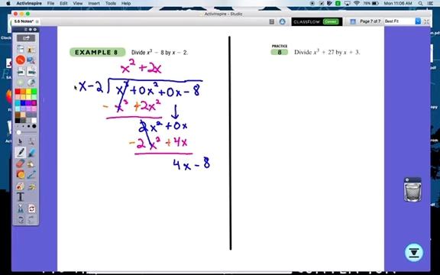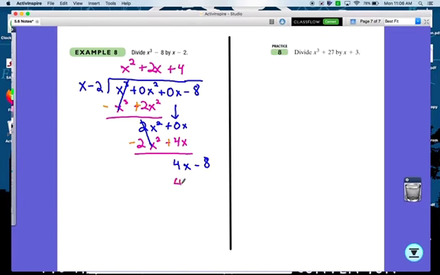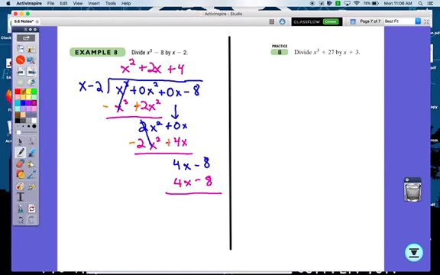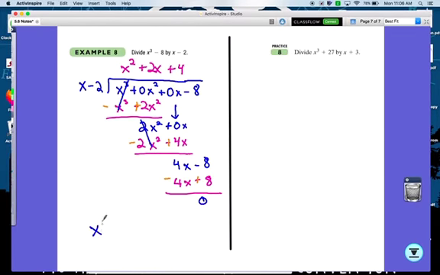Do it one more time. To get a 4x, I need to say plus 4. So 4 times x is 4x. 4 times negative 2 gives me a minus 8. Come through here and I change my signs. Minus that will become positive. Those end up both canceling out to 0. And so my answer is x squared plus 2x plus 4. All right, so pause it, try the next one.